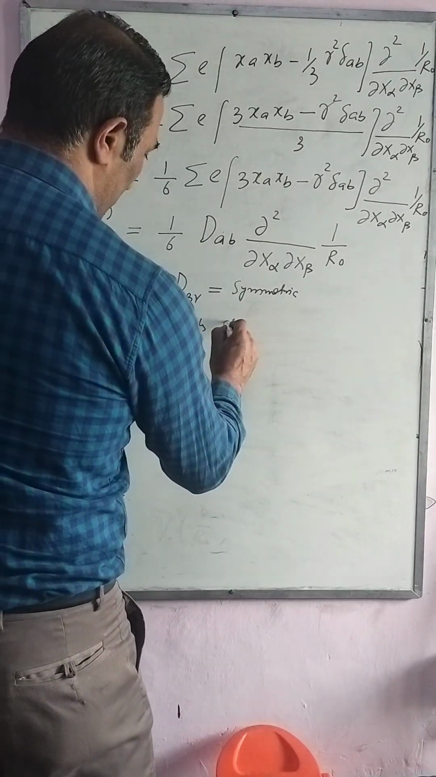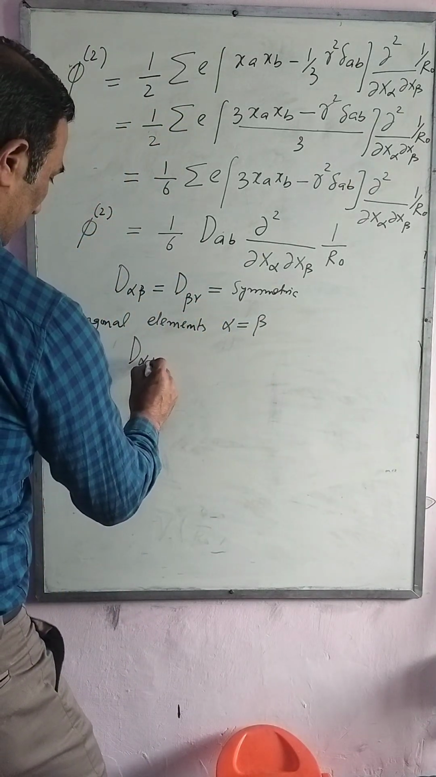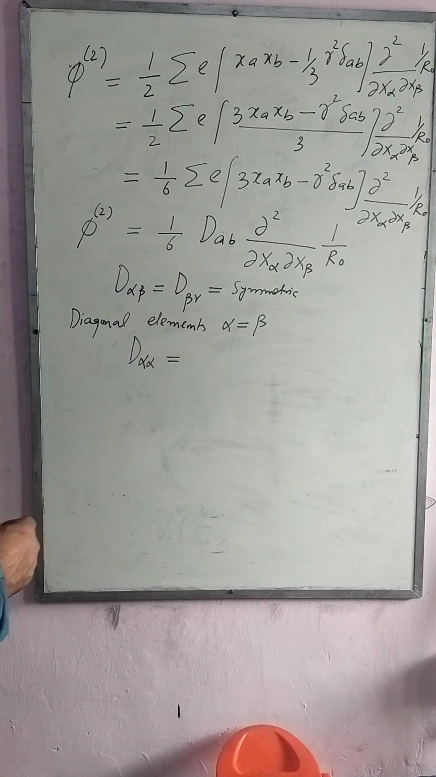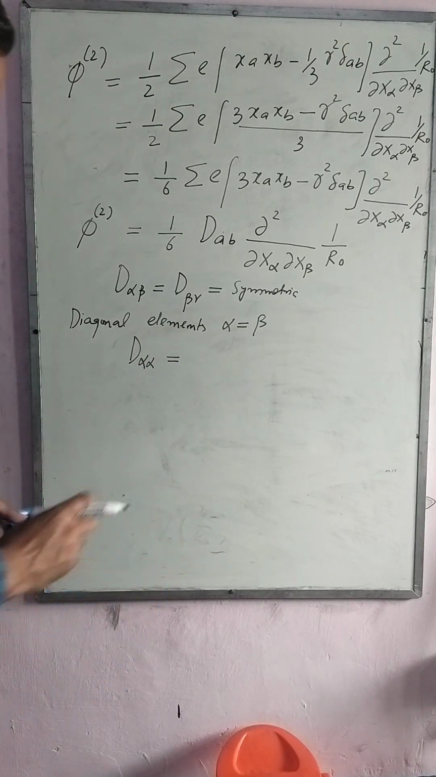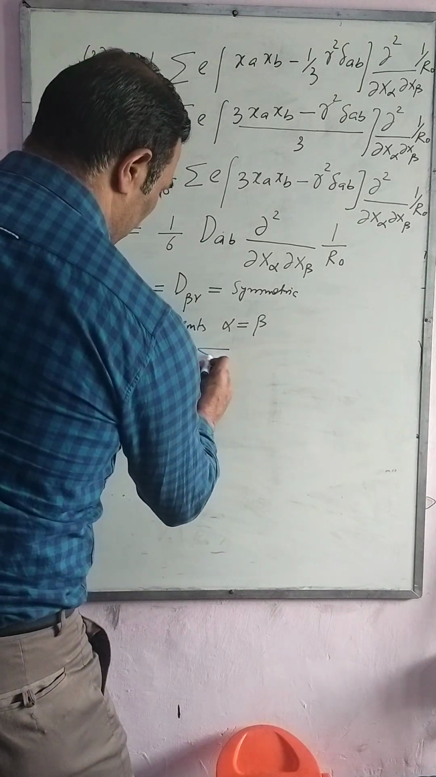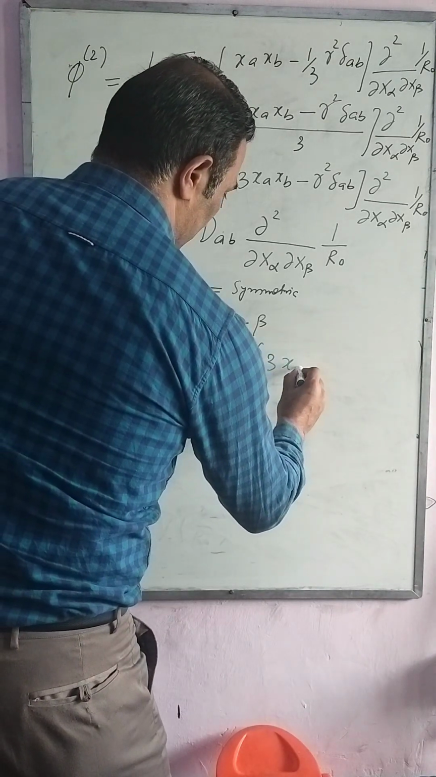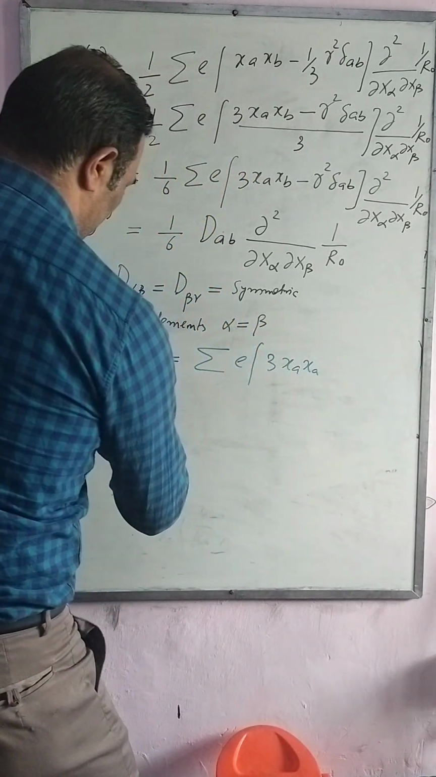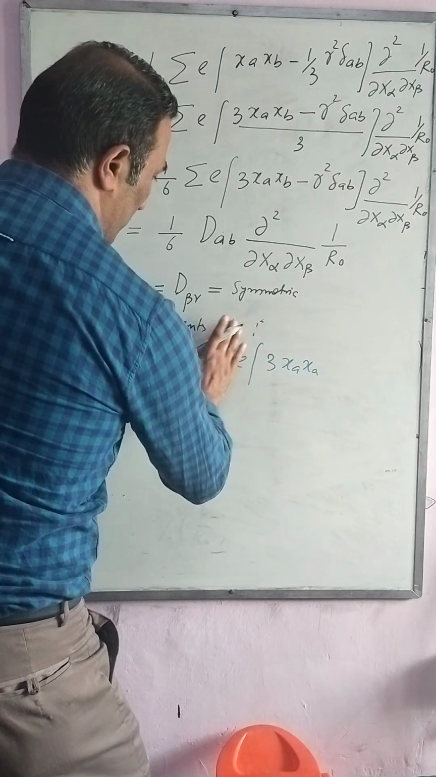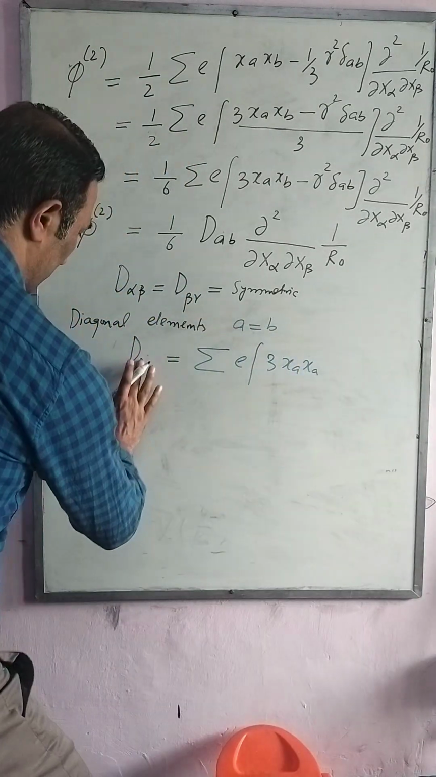So that means if you put alpha equal to beta, what is d alpha alpha? Let's calculate that if alpha equal to beta. So that will be equal to summation over E into 3 x alpha x alpha, or you write this alpha alpha. Okay, you write that a equal to b because a equal to b. So that is equal to a.